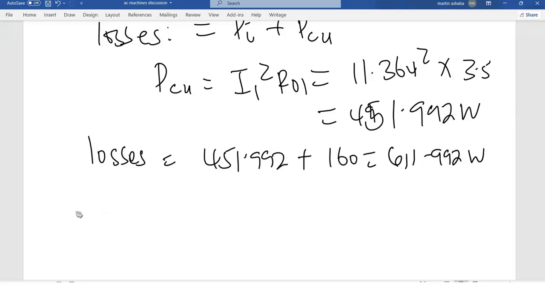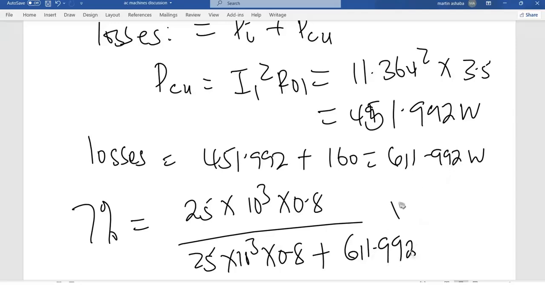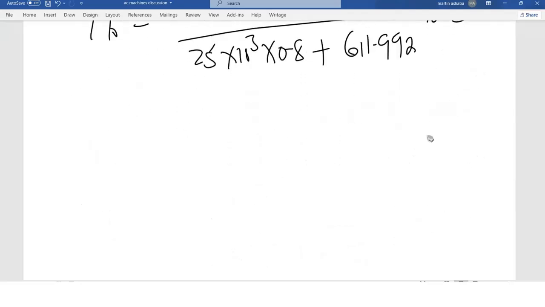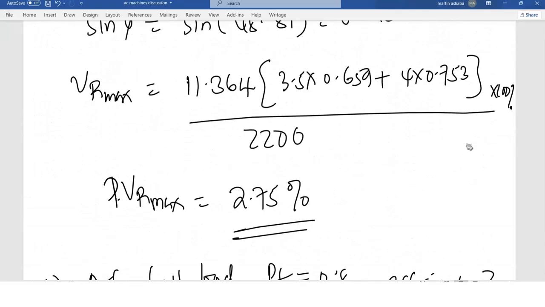So the percentage efficiency will be 25 times 10 to the power 3 times 0.8, divided by 25 times 10 to the power 3 times 0.8 plus 611.992, everything times 100. Finally, we have the percentage efficiency equal to 97.03%. So this is how we can attempt this problem.